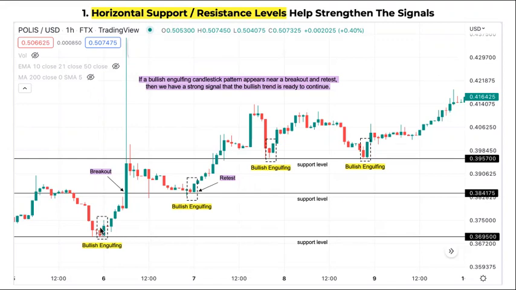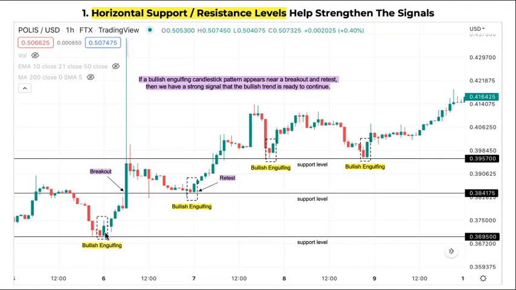Maybe let's say you put $1,000 here. Then as the price goes up, because there's a bullish engulfing pattern, this is a signal that the price will continue to go up. You may want to add some more position into this trade. You may add another $1,000 here. And then after a breakout and retest, you see another bullish engulfing pattern. You may consider adding some more position into this trade. Or you can just continue to hold.